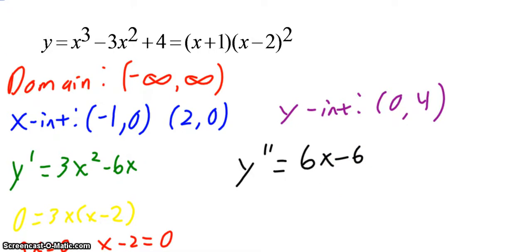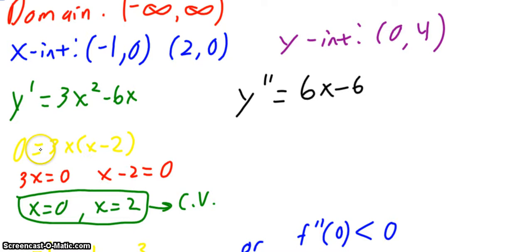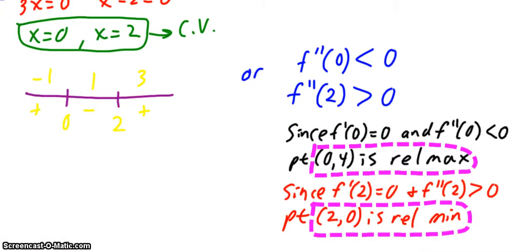Now we want to find our critical values. So I set the first derivative equal to 0. I factored out a 3x. Set each factor equal to 0. I get x equals 0 and x equals 2 are my critical values. Now I give you the choice, either do the second derivative test or the increasing and decreasing chart.